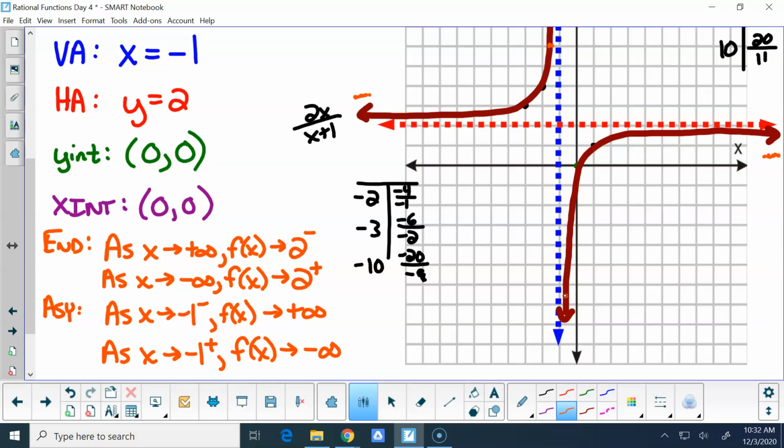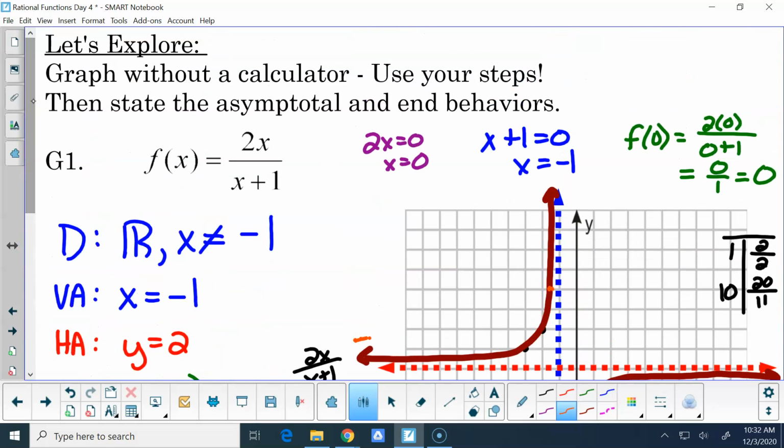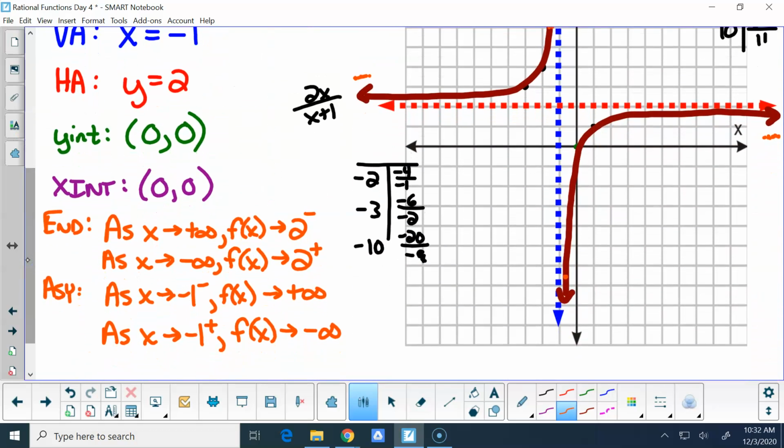Yes? Okay. Yes, sir. You have to write the asymptotal behavior if it asks for it, and this one did. Likewise, if it asks for end behavior, you gotta write it. The only reason we had to do it here is because it asked for it, and I wanted to show you how easy it is from the graph.